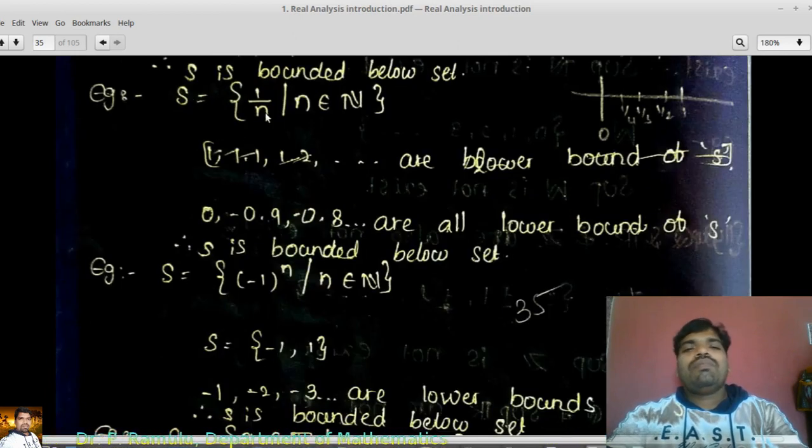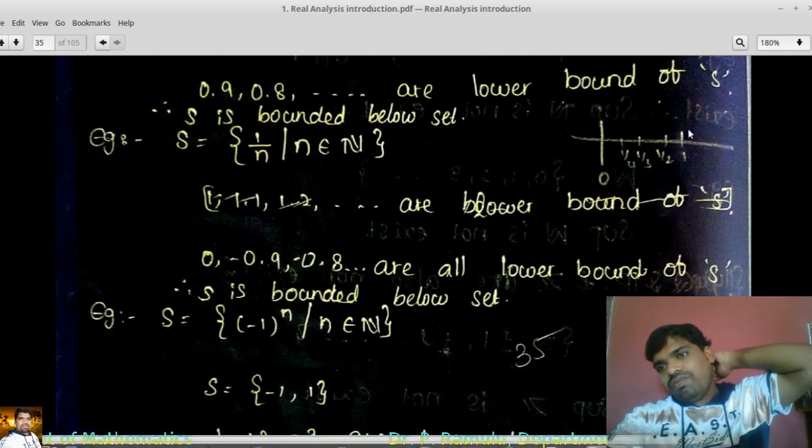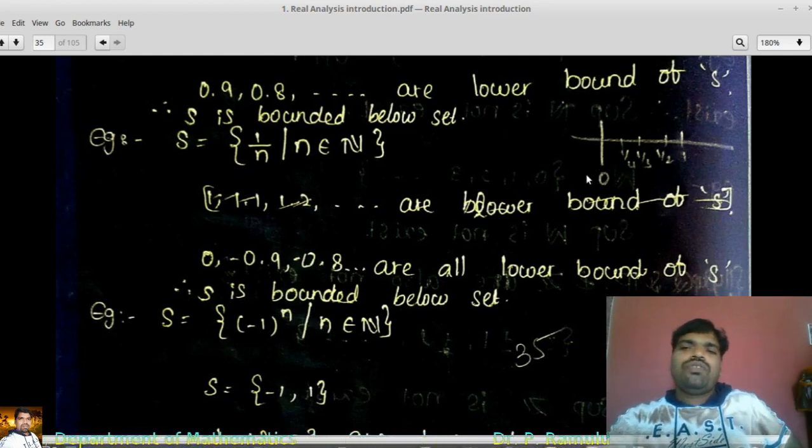You can say S is equal to 1 by n, such that n belongs to N. What are the elements of this set? It goes like this: 1, 1 by 2, 1 by 3. That means it approaches 0. Which is a lower bound? 0 is a lower bound. That means 0 and minus 0.9. What elements can we take here? Minus 0.9, minus 0.8, 0.5, you can take minus 1, minus 2, minus 3, all are lower bounds of S. So S is a bounded below set.